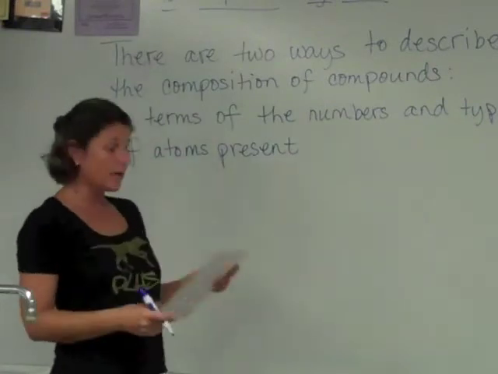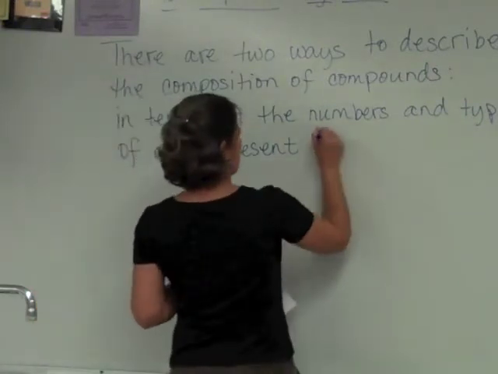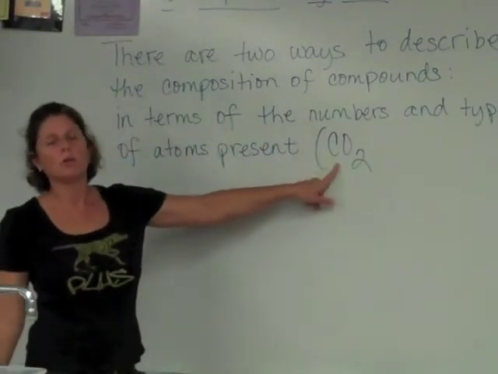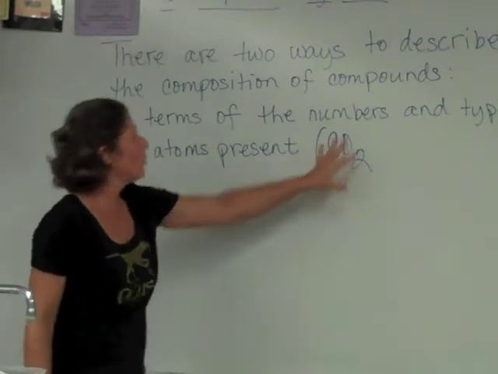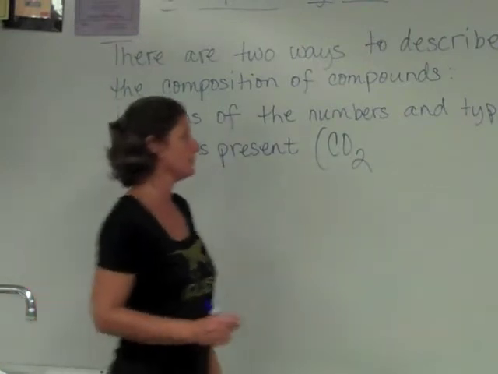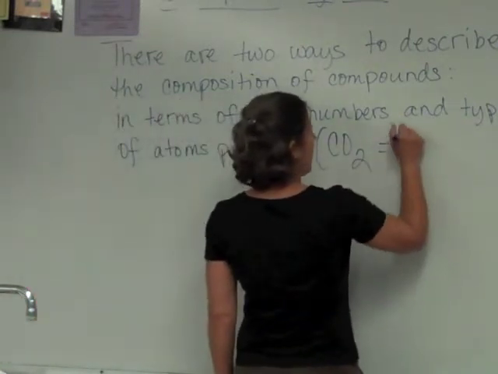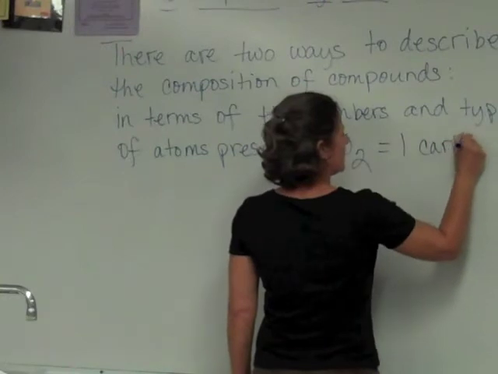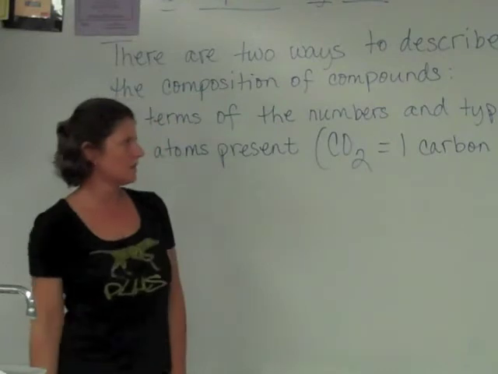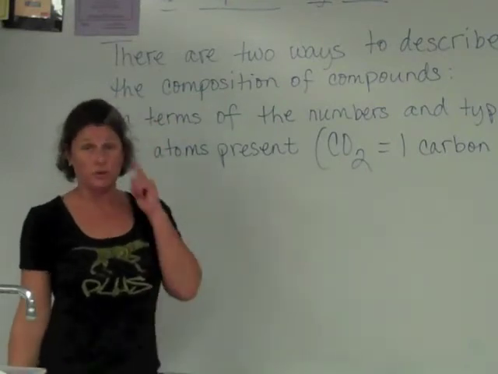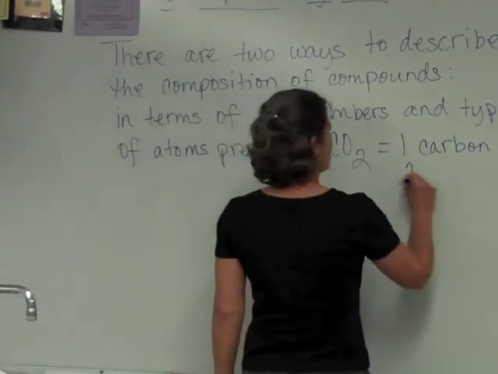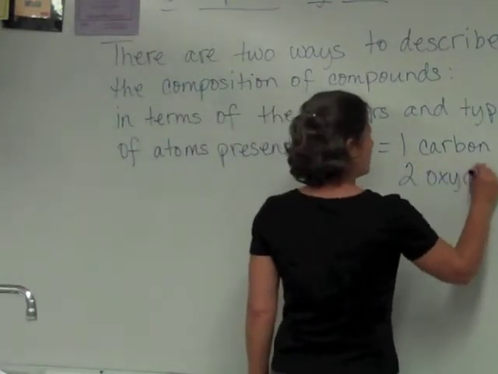Okay, what the heck do I mean by that? For instance, carbon dioxide. In one molecule of carbon dioxide, we can describe the composition of this thing by saying there is one carbon atom, and how many oxygen atoms are there? 2. That's what the subscript tells me. And there are 2 oxygen atoms.